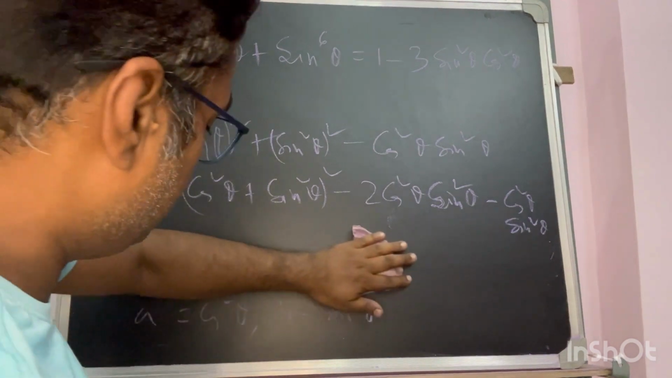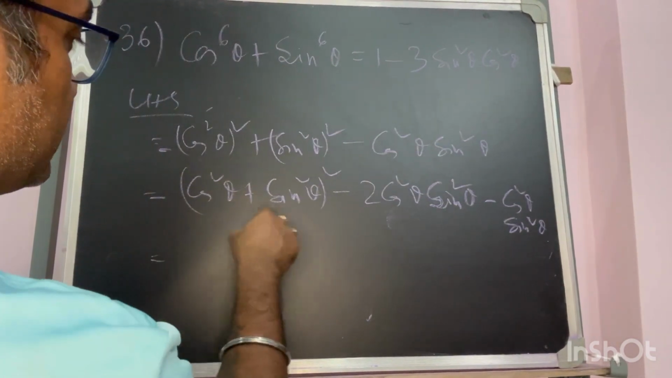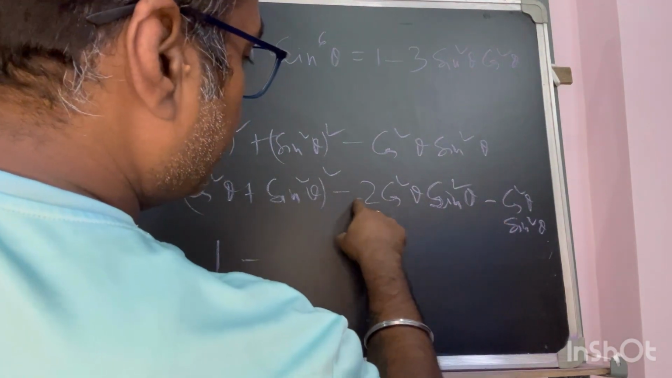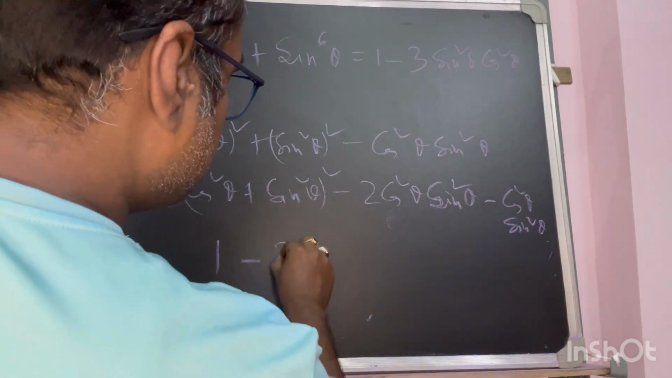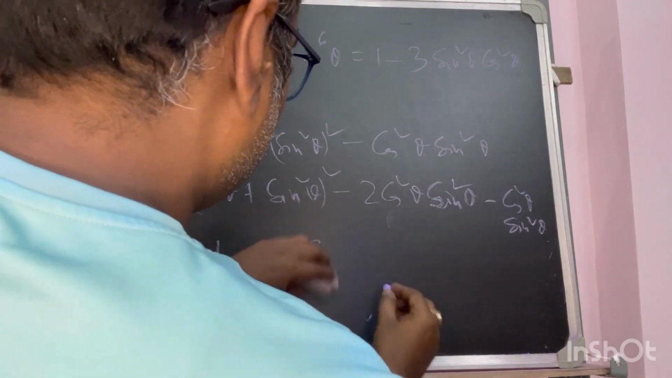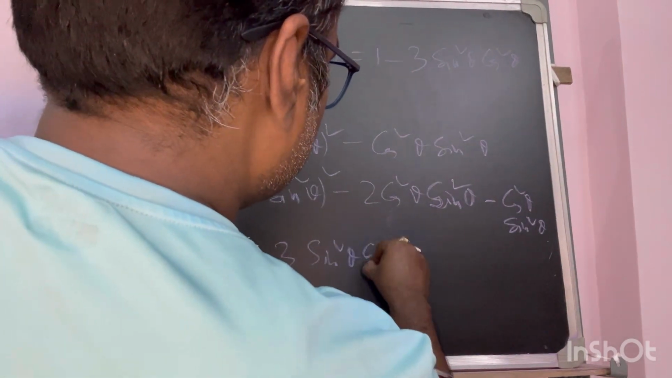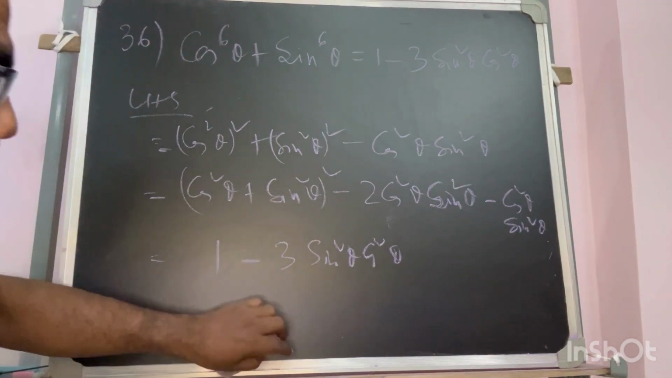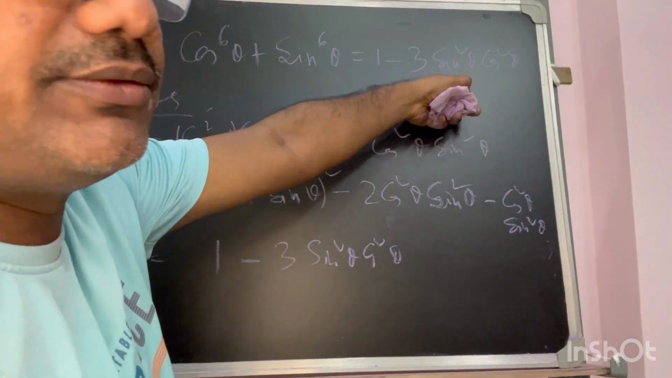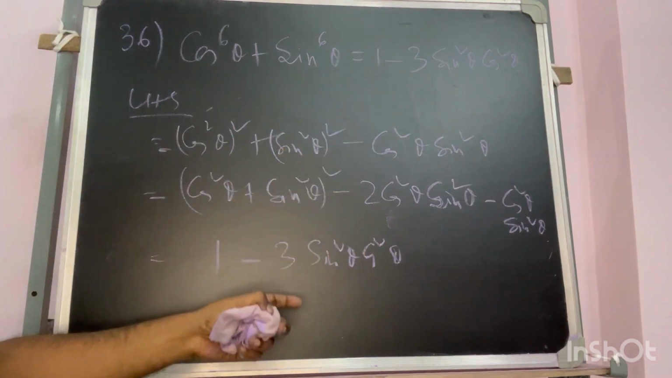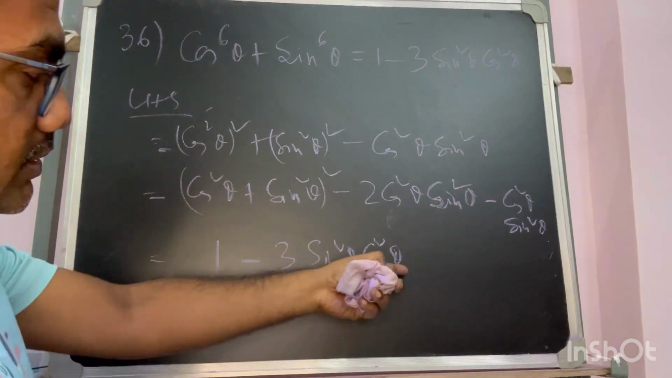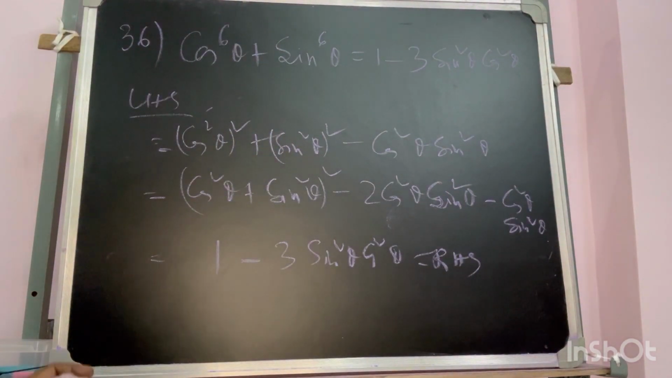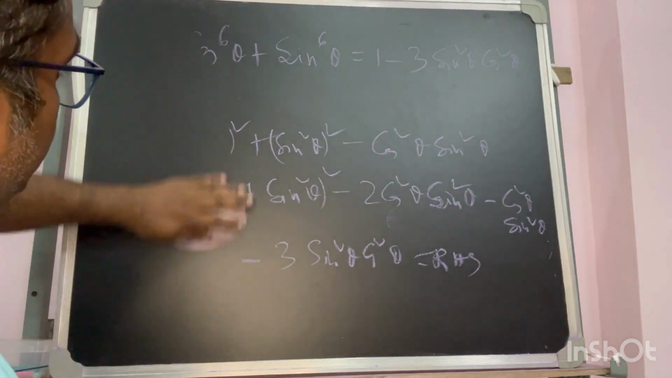Okay, so from there I can write, this is 1, ultimately 1, and then minus 2 minus 1, so that means minus 3 sin square theta cos square theta. Whether you write cos square theta sin square theta or sin square theta cos square theta doesn't matter, it will not change the value. So I am arranging it as given in the problem. So I am writing 3 sin square theta cos square theta, that is your right hand side, hence it is proved. Okay, so I will end here.